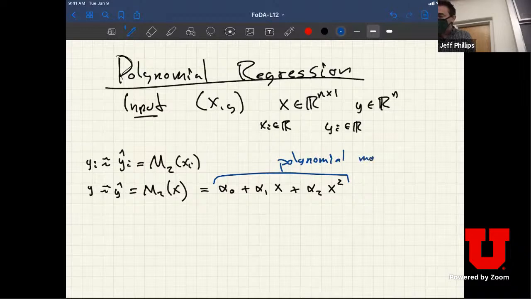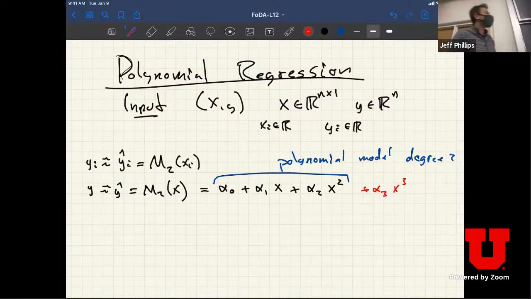Polynomial model of degree 2, okay? And if I wanted it to be degree 3, I could do alpha 3 x cubed. So I'm taking this input, and the model is saying I'm still just learning these simple coefficients. The things I'm learning in these models are still these alpha terms here.